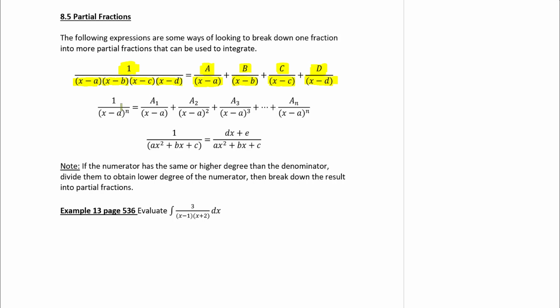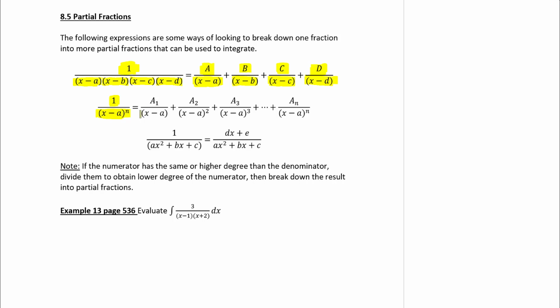If the denominator, because the numerator doesn't matter, we just had the generic one, but if the denominator is made by factors that repeat, so instead of having x minus a times x minus b times x minus c times x minus d, we actually have x minus a times x minus a times x minus a, and so on. It repeats. What does that mean? How do we decompose that?